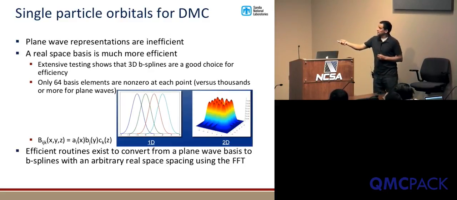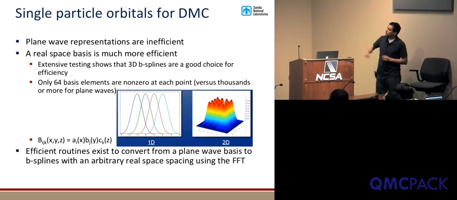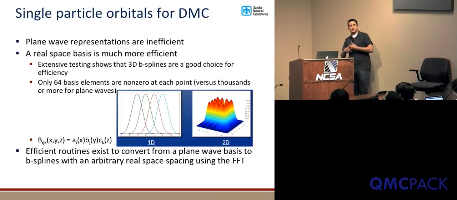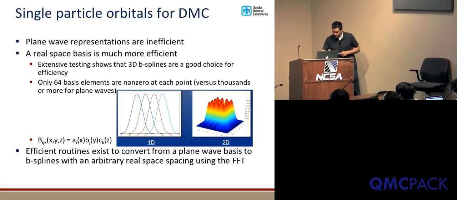Another nice thing is that you do your plane wave calculation, and then you can adjust the spacing of your grid very easily with a Fourier transform trick. So you don't have to keep repeating your DFT calculation. Just do something that's converged, and then you can choose the coarseness of your B-spline.